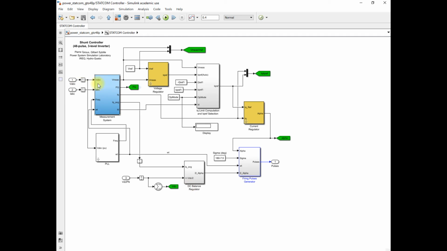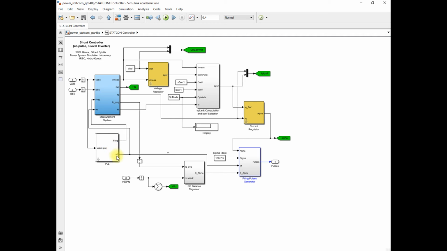So you can see that the input of this STATCOM controller is a 3-phase voltage VABC and IABC, and that converts this VABC and IABC into the PQ quantity. Another input is given to this measurement system, that is frequency and angle, through this PLL block. This phase lock loop block is used to synchronize the output voltage of the voltage source converter with the power system voltage. Then you can inject the voltage into the power system in synchronization.